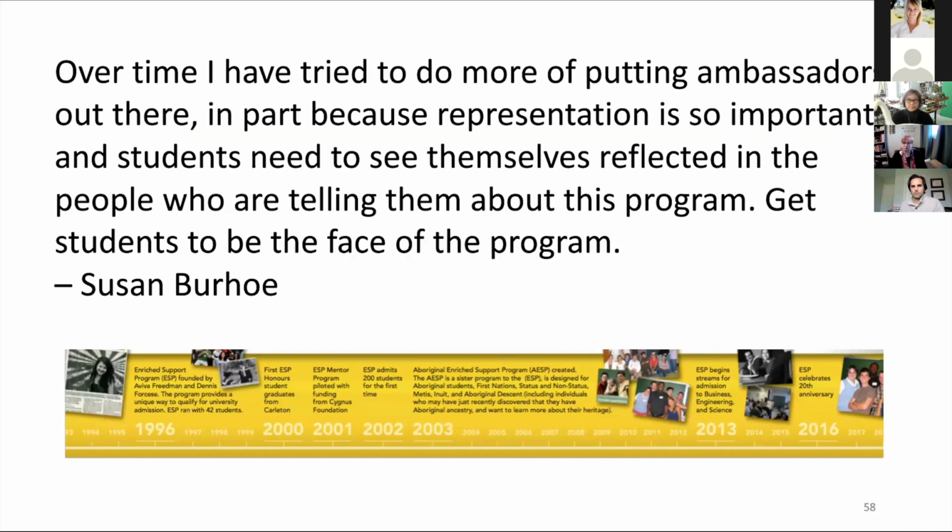So the Enriched Support Program is a 4-credit program for students who are trying to get into a program at Carleton. Over time, as our program coordinator, Susan, shared, she says, I have tried to do more of putting ambassadors out there, in part because representation is so important and students need to see themselves reflected in the people who are telling them about this program. Get students to be the face of the program.